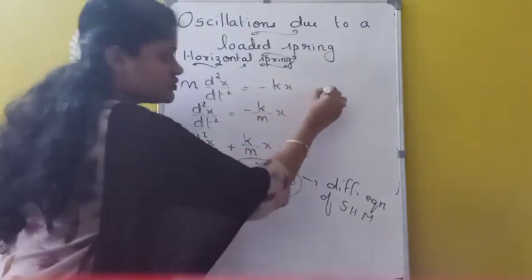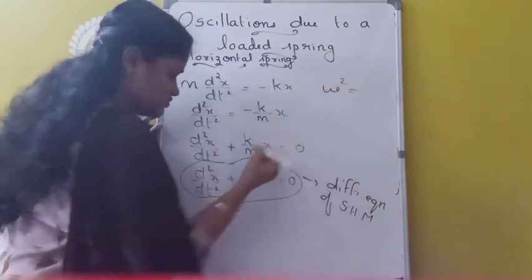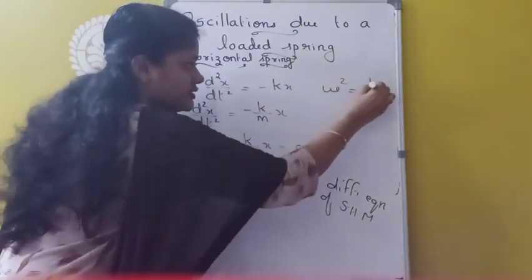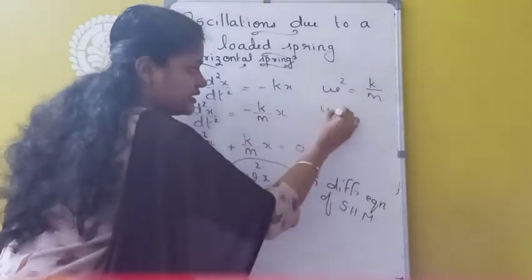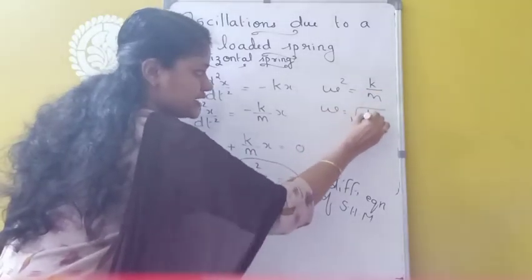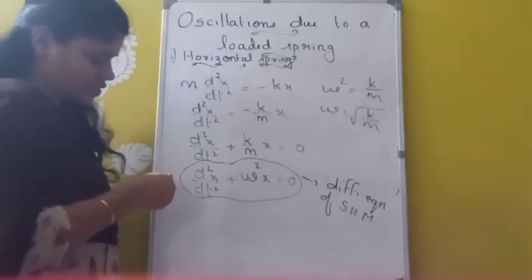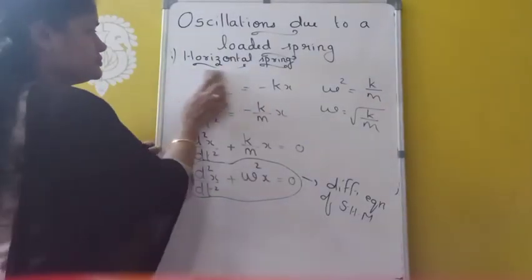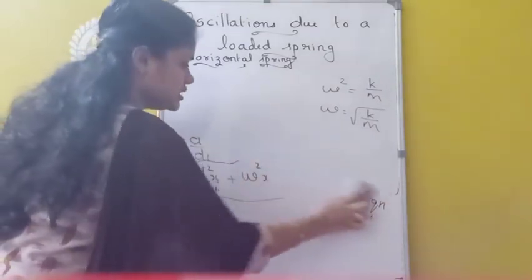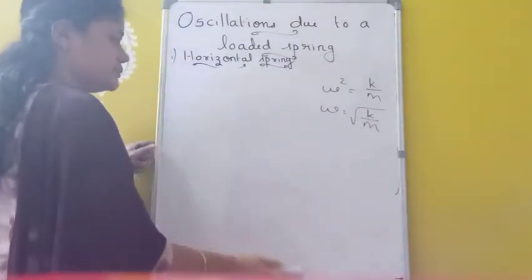Here what is omega square? Omega square is equivalent to which one? K by m. K by m, or omega means root of k by m. Okay. Now how will you find the frequency of vibration or time period? First of all, we can find time period.